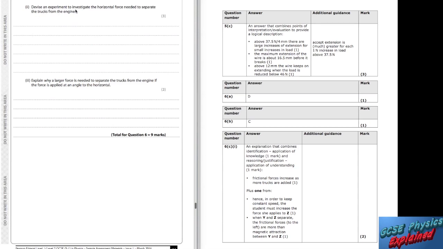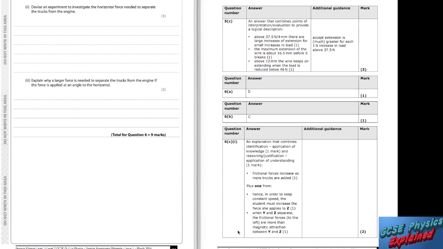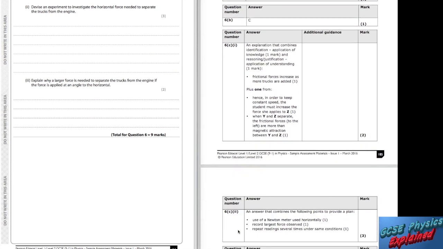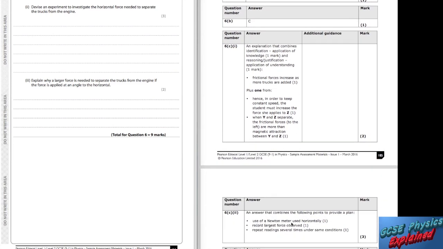Part 2. Devise an experiment to investigate the horizontal force needed to separate the trucks from the engine. 3 marks. Well, you'd need a Newton meter and use it horizontally. That'll work out the force. Record the largest force as you're pulling it and repeat that several times under the same conditions.